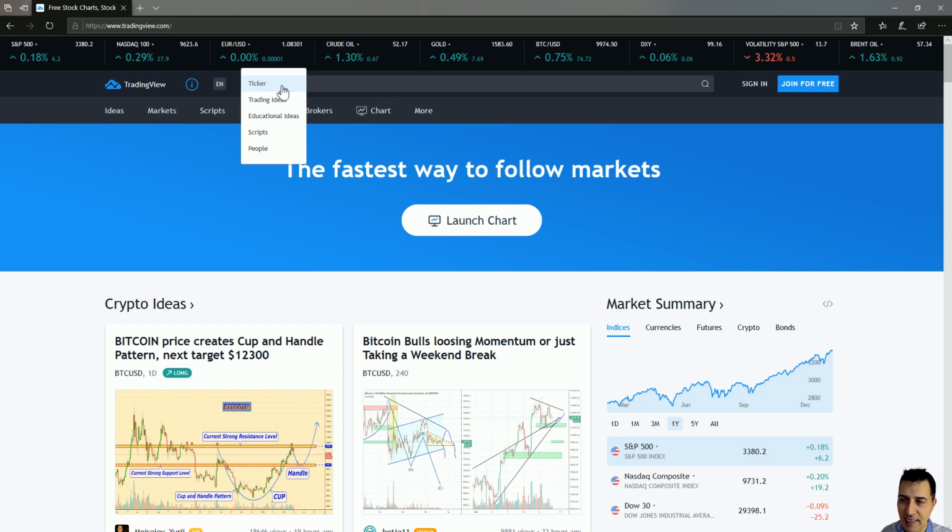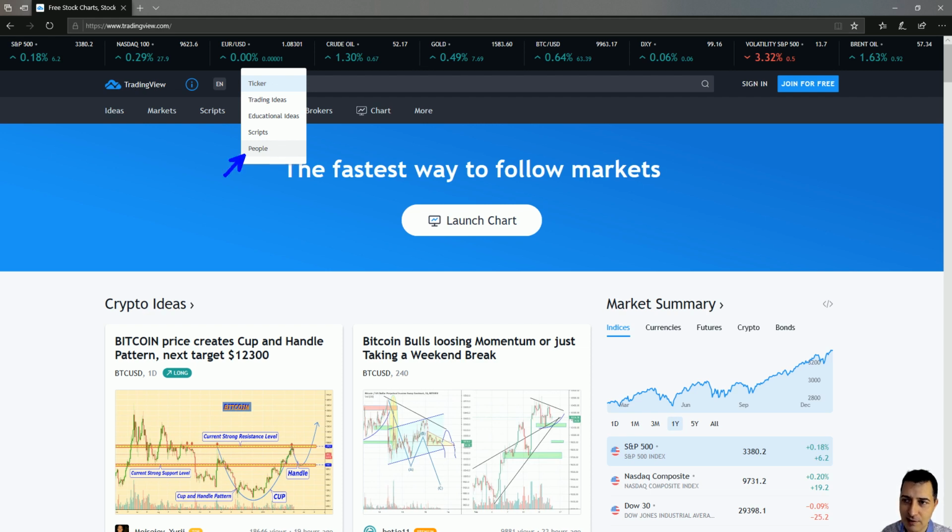Where you can see that you can search for tickers, let's say you want to look at the euro or Microsoft. So you can certainly look for that and type this in the search bar. But you can also look for trade ideas, educational ideas, scripts, and people. Okay, so what are people?